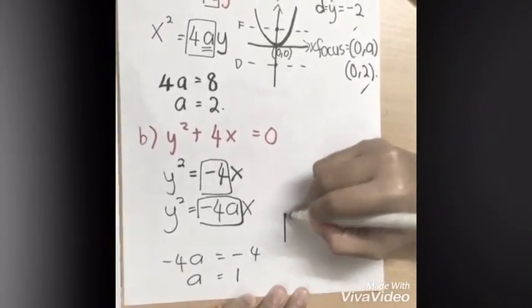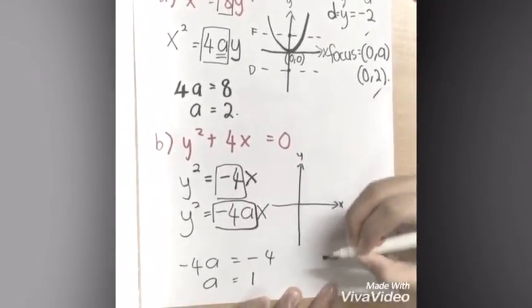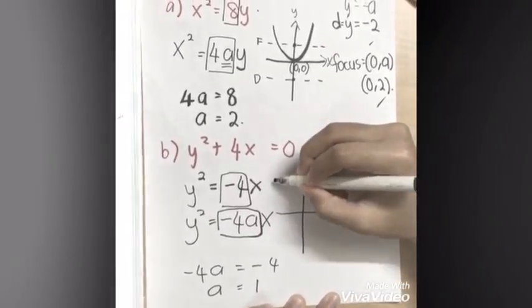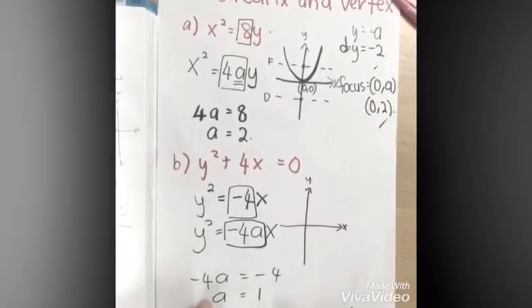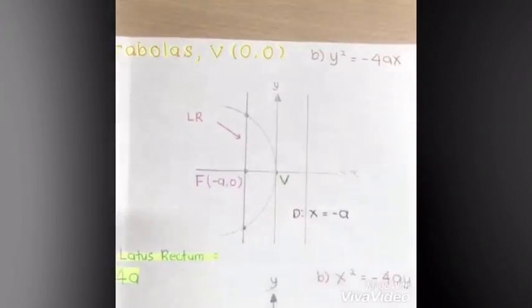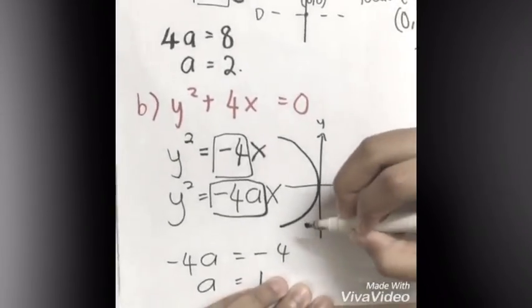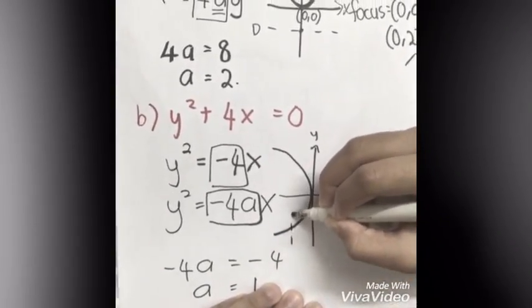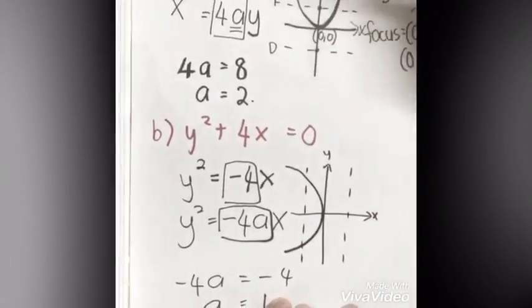Let's draw the axes first, the y and x axes. And you can draw the curve, as you know that this curve opens to the left. So we draw it opening left, and we can first put in the focus and the directrix lines.